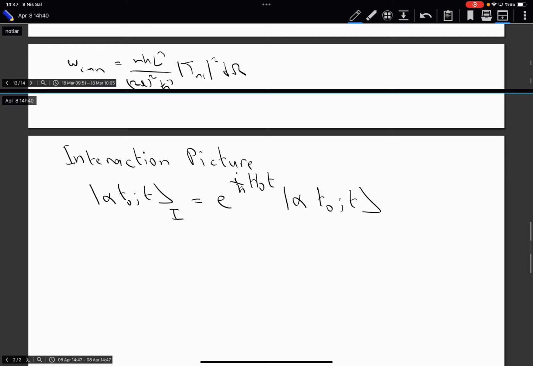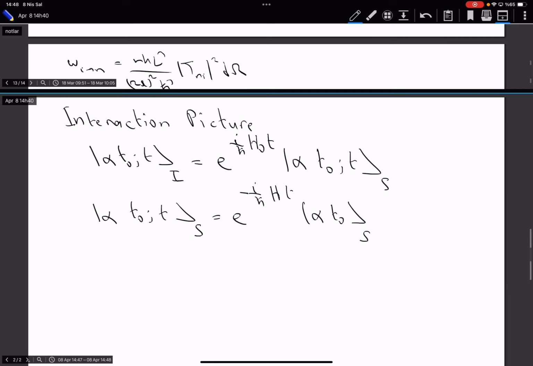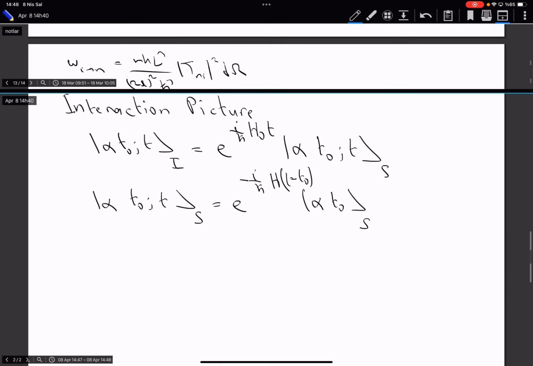So you see, this is in the Schrödinger picture. Now, |alpha, t0; t> in the Schrödinger picture is e to the power minus i over h bar H (t minus t0) |alpha, t0>. So you see that if there is no potential, if H and H0 are equal to each other, the interaction picture state basically doesn't depend on time. In fact, it is nothing but the Heisenberg picture state. And any time dependence of the interaction picture is due to the potential.